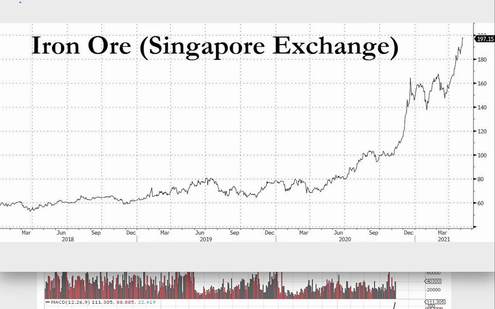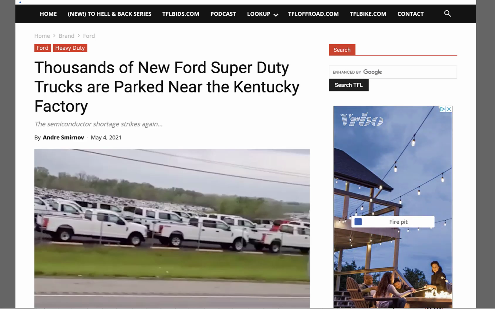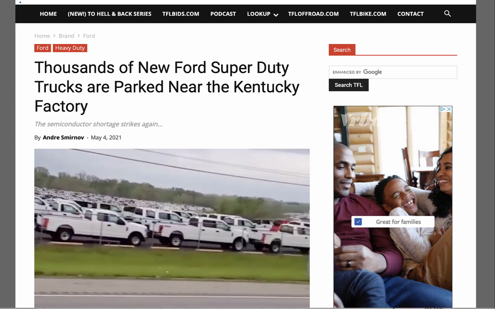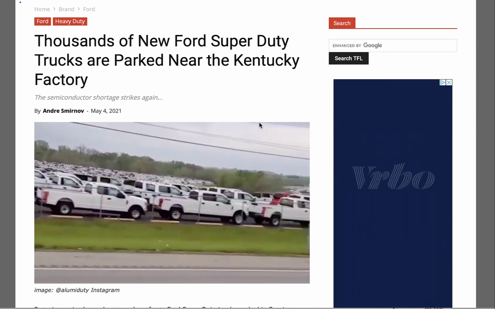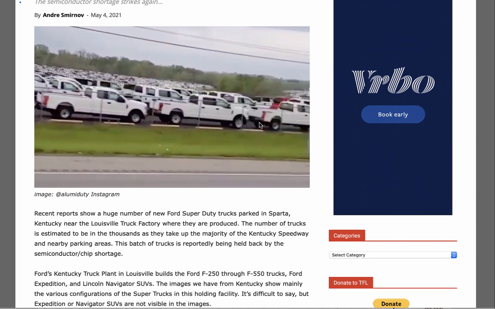And when you think that's bad, take a look at what's happening over at Ford. The chip shortage on top of this. The semiconductor shortage strikes again. This is a headline that came out recently. Look at this. It came out on May 4th.